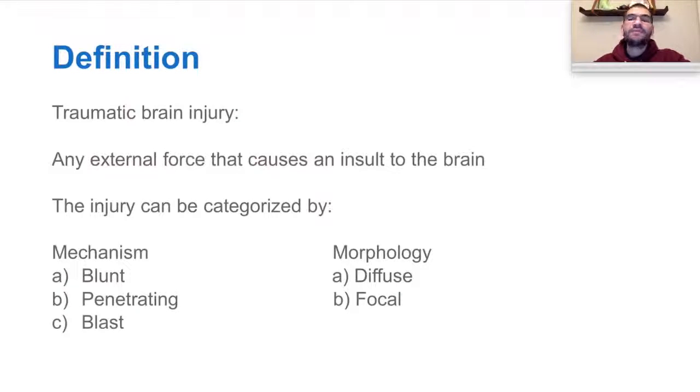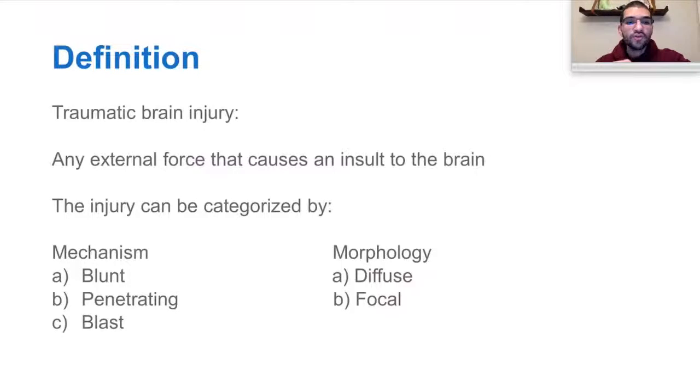So traumatic brain injury is essentially any external force that causes an insult to the brain. It can be categorized by mechanism, for example, blunt injury, which is an acceleration-deceleration kind of brain injury. It can be penetrating injury, where a projectile actually goes through the skull into the brain, lacerates the tissue, and there is tissue compression and expansion. Or it could be a blast injury, such as a grenade going off, which we see often in soldiers that unfortunately are at war.